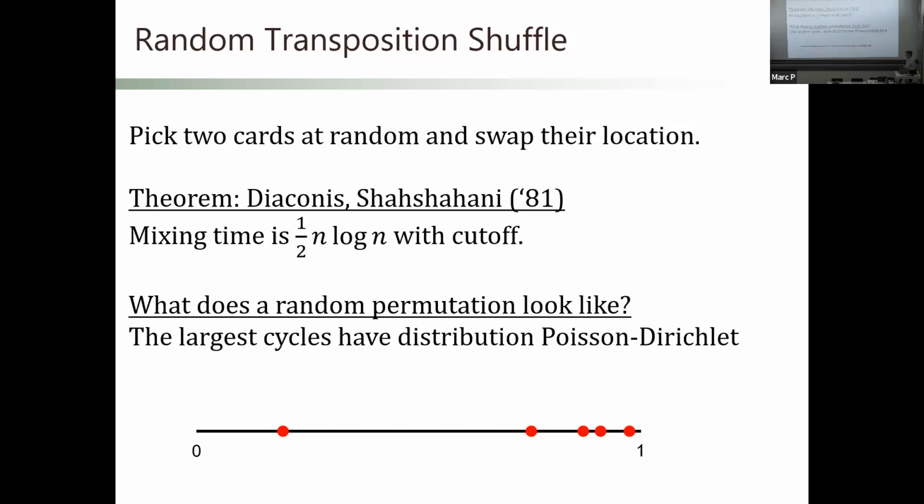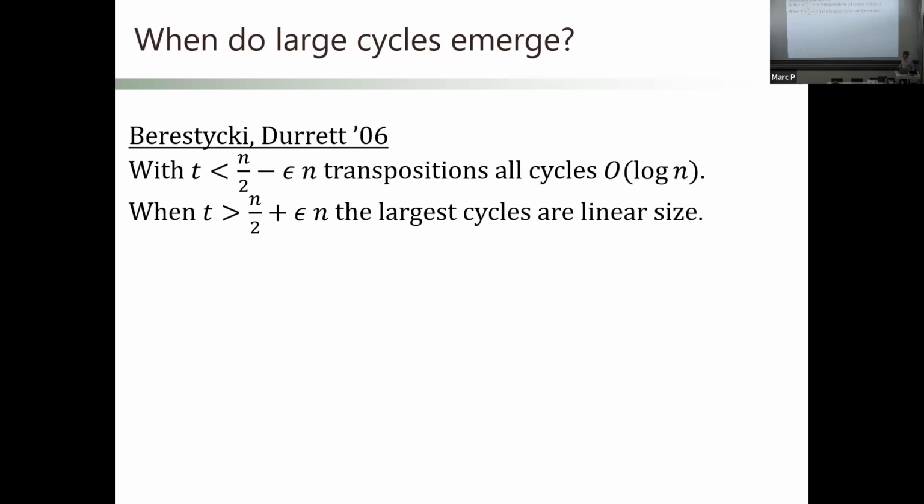But actually, you'll get this behavior emerging even well before that point. So Berestycki and Durrett show that there's a transition that happens when you only have n/2 transpositions. So if you do slightly less than n/2 shuffles, all of the cycles in this random permutation will be small. Most of them will be size order 1, and the biggest will be of size order log n. But if you do slightly more than n/2 shuffles, you start getting large cycles that are of size a constant times n.